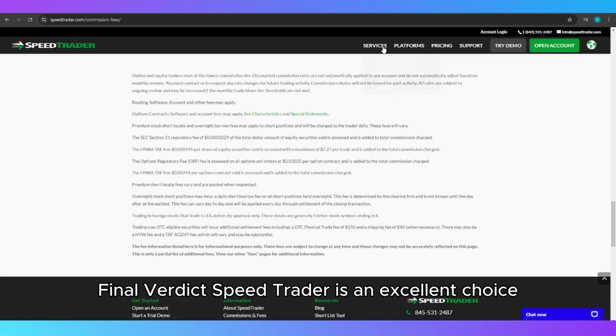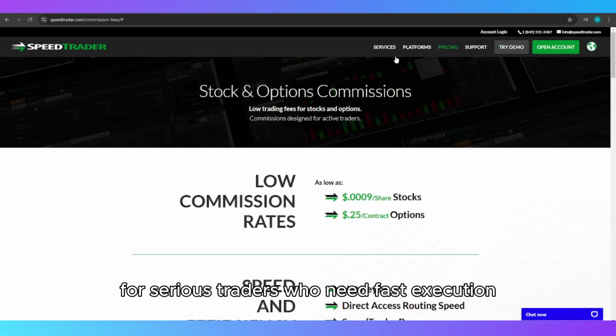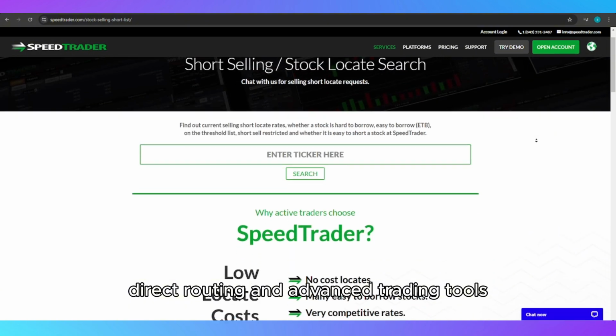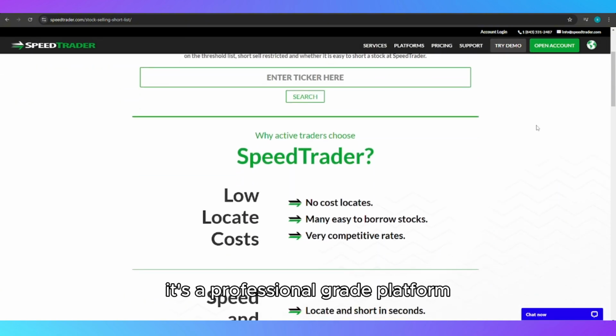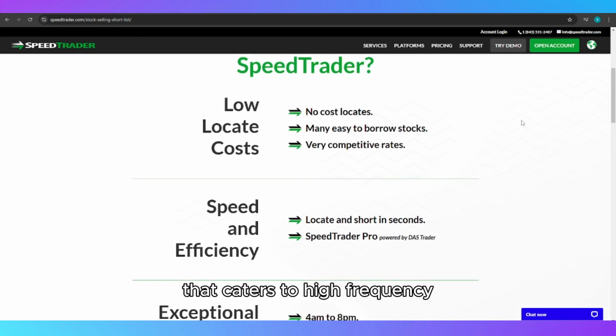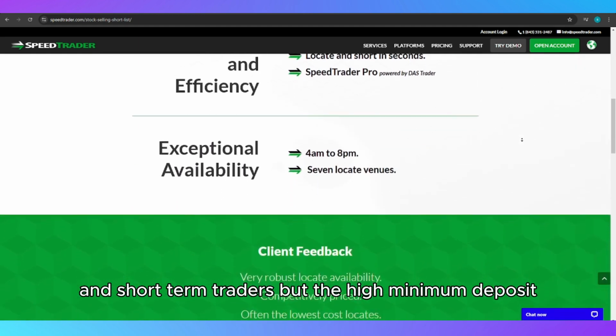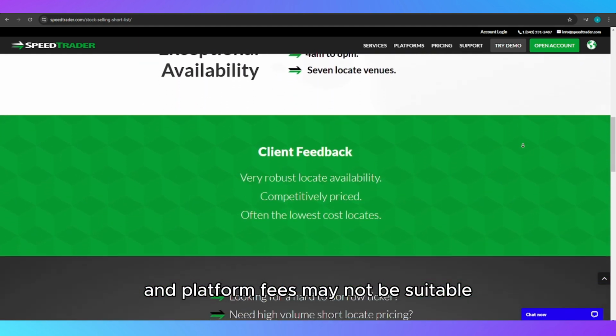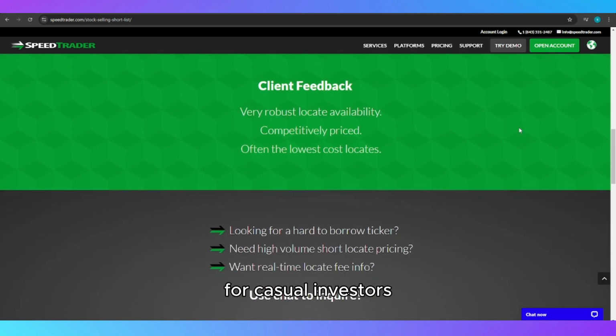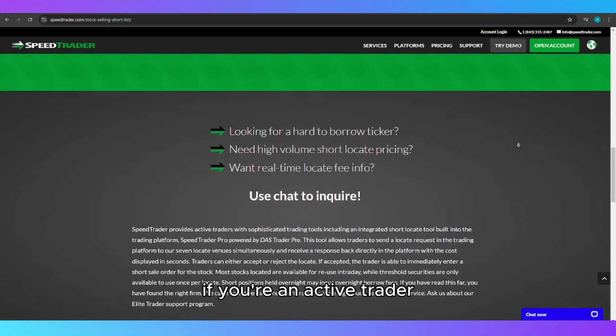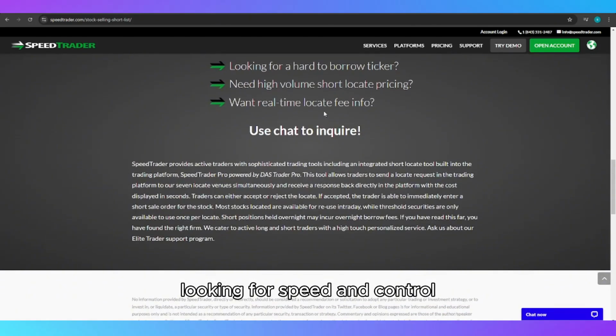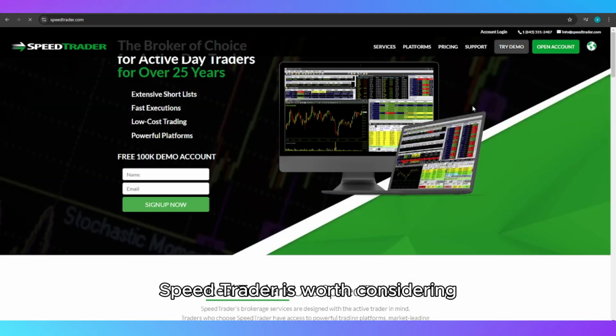Final verdict: SpeedTrader is an excellent choice for serious traders who need fast execution, direct routing, and advanced trading tools. It's a professional-grade platform that caters to high-frequency and short-term traders, but the high minimum deposit and platform fees may not be suitable for casual investors. If you're an active trader looking for speed and control, SpeedTrader is worth considering.